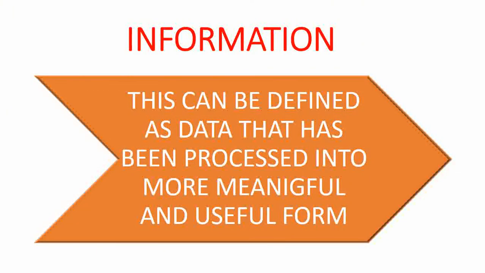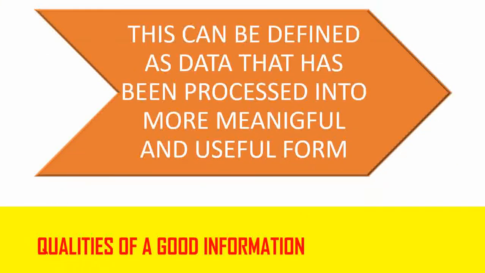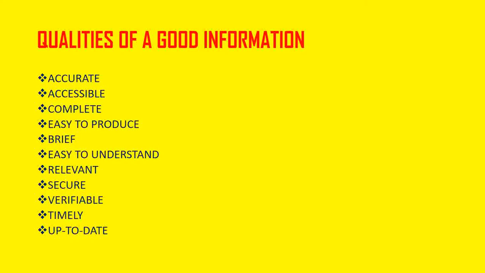So information, I think we get a definition at the outset. So let's just discuss quickly the qualities of a good information. You know, this is a common question in Becker. So qualities of a good information. A good information must be accurate, meaning that it must be exact the way it is. Accuracy. Accessible, which means you must be able to get it.